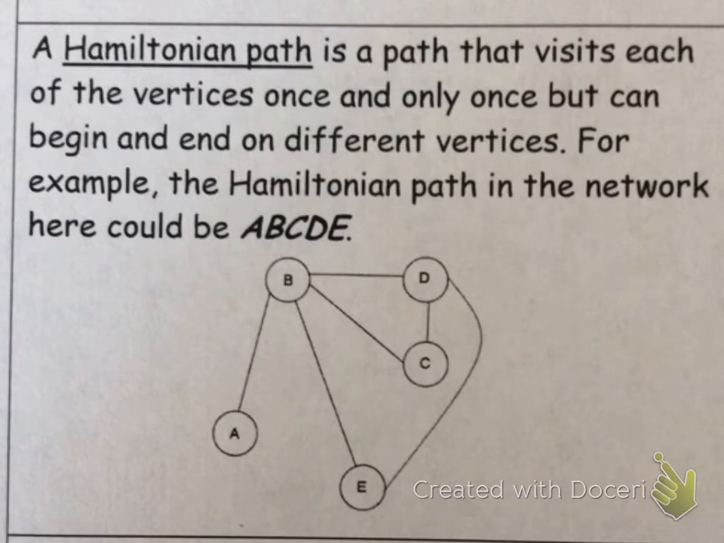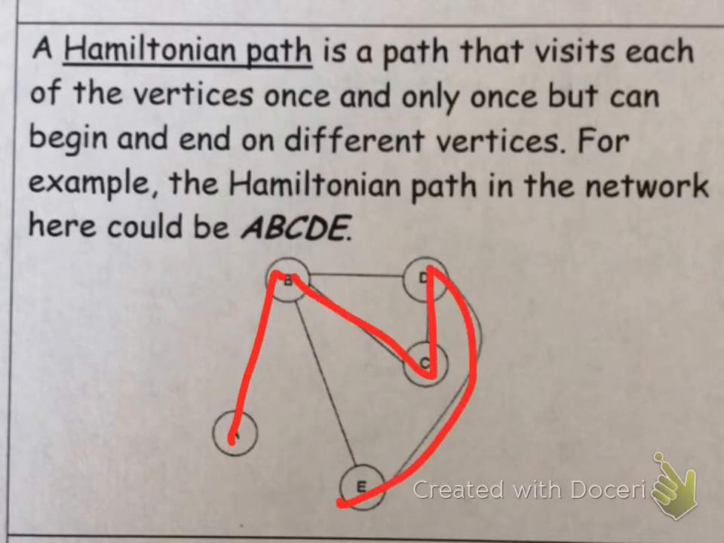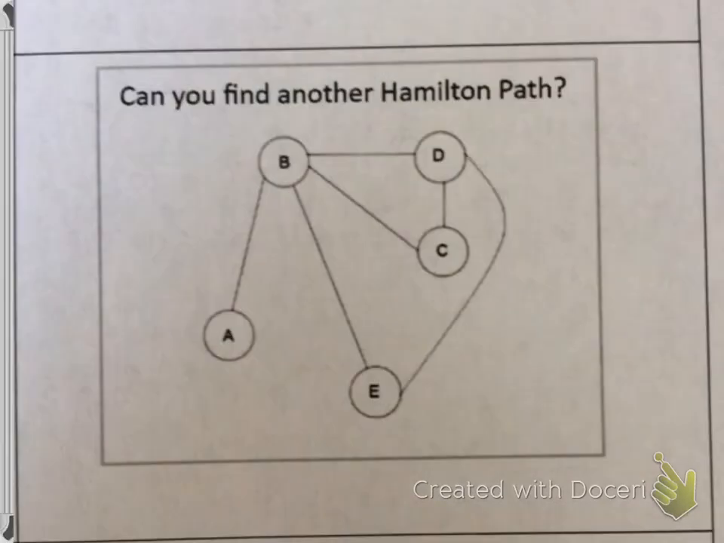Okay, so a Hamiltonian path is a path that visits each of the vertices once and only once, but can begin and end on different vertices. For example, the Hamiltonian path in the network here could be A to B to C to D to E. Now, there probably could be more than one path to do this, but this is one path that works. And again, just a reminder, we didn't actually have to touch that edge because we're only worried about the vertices this time.